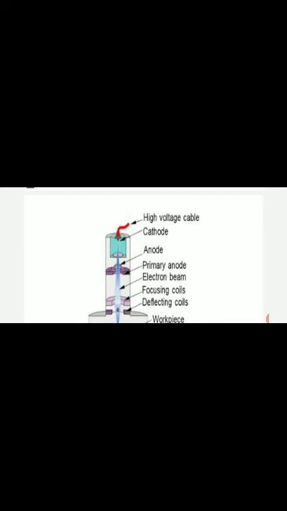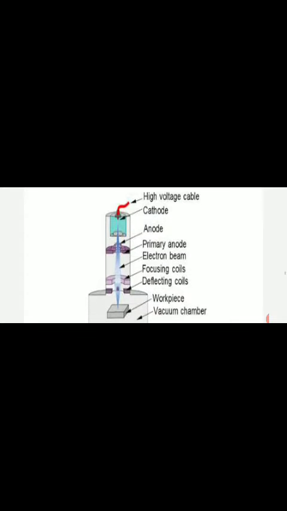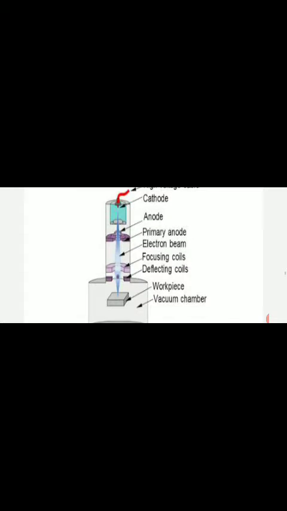The arrangement and steps involved, all these we have explained. Look through this: the high velocity electrons strike the surfaces, which melt and vaporize instantaneously, causing fusion and vaporization. This schematic diagram also indicates all the parts mentioned in the electron beam welding unit: high voltage cable, cathode, anode, primary anode, electron beam, focusing coil, deflection coil, workpiece, vacuum chamber, everything.